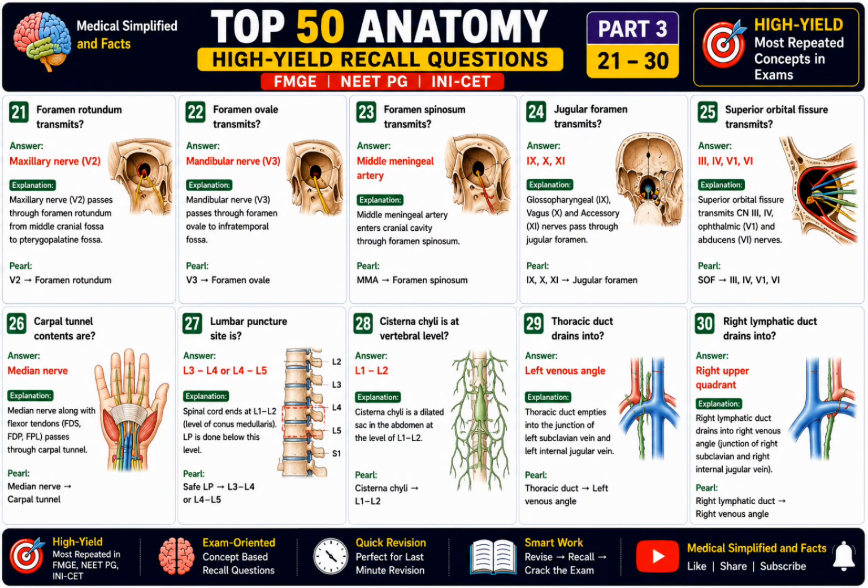Question 22. Foramen ovale transmits what? Answer: The mandibular nerve V3. It passes through the foramen ovale to the infratemporal fossa.